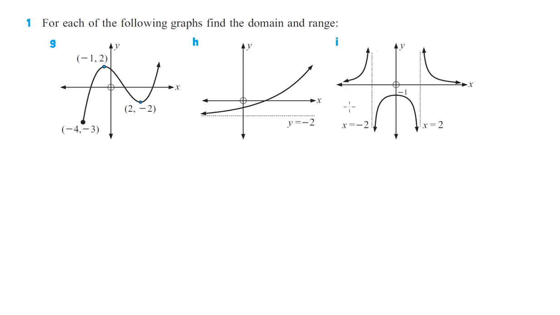Here's G, H, and I from the same problem. So domain for G is X such that, and let's see, we notice again as we're going left to right here, it starts right here and it's never going to the left from there, but it goes up here at an angle, so we assume that it's forever going to the right and forever going up.